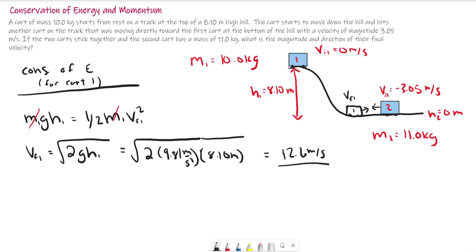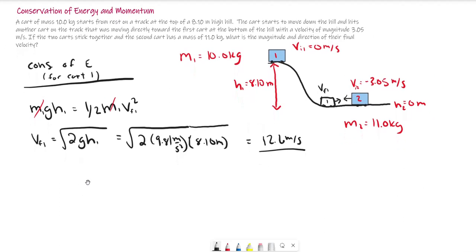Now we can move on to finding the velocity of the two carts once they hit each other and start moving together. So this is the conservation of momentum part. And this involves both carts. Conservation of energy part just involved cart 1. Now this has to be both carts. So they're going to combine the momentum, both carts.